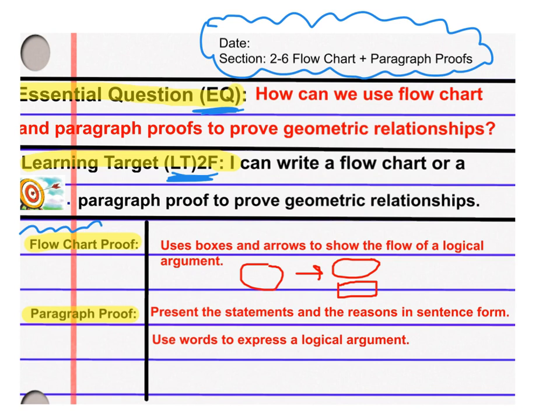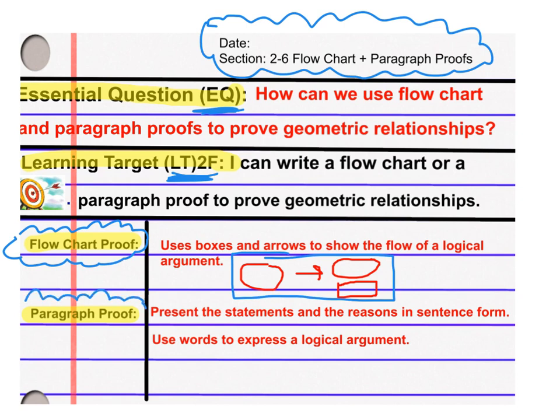So flowchart proof. It looks like a flowchart. It uses boxes and arrows to show the flow of a logical argument. And I kind of showed you an example. These would be filled in, but it has little circles and rectangles and arrows. So it's a flowchart proof.